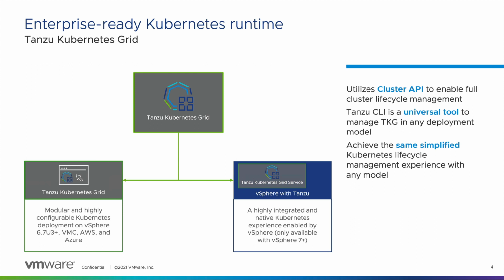vSphere 7 brought a new capability called vSphere with Tanzu. Within it is Tanzu Kubernetes Grid service that is also responsible for Kubernetes cluster management running on vSphere as a part of workload control plane, also known as WCP. As a customer, you can choose how to run TKG because the same outcome is achieved either way. Both offer a simple and highly automated solution to managing the lifecycle of Kubernetes.